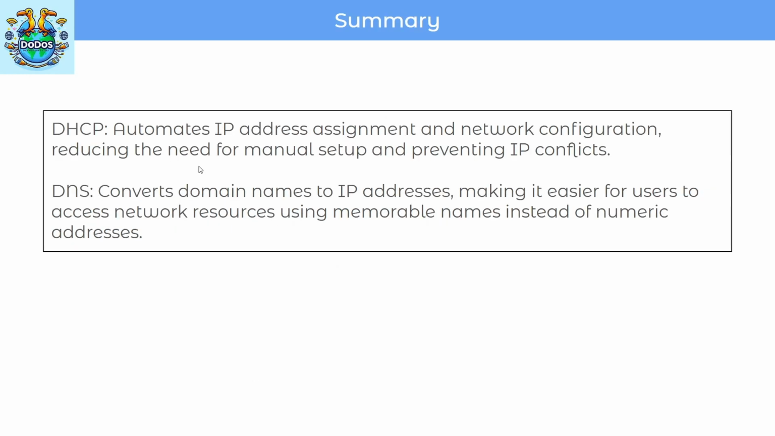So basically, DHCP automates IP address assignment and network configuration, reducing the need for manual setup and preventing IP conflicts. DNS converts domain names to IP addresses, making it easier for users to access network resources using memorable names instead of numeric addresses. Because you have to imagine this. Imagine there wasn't any type of thing like Facebook.com, and instead you had to memorize something like 192.168.22, right? And then there's like 100 other websites. That would be terrible. That's why DNS is super convenient in this world.